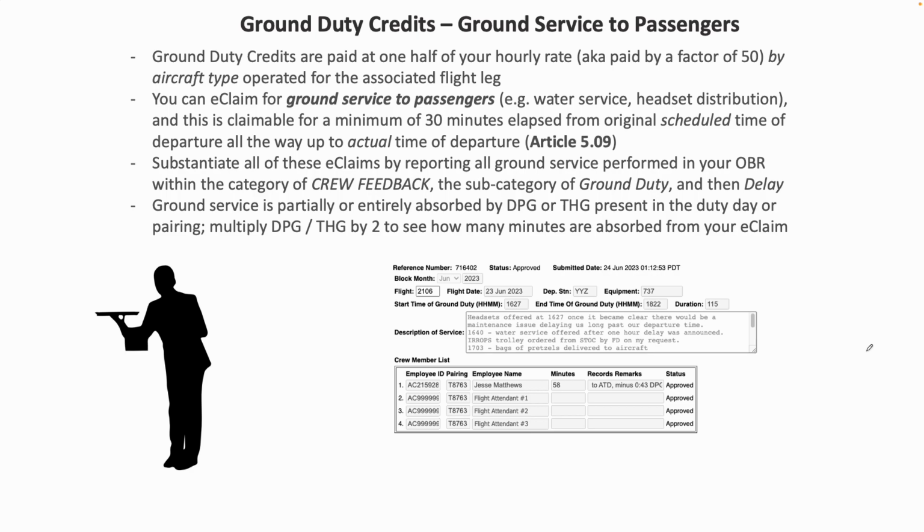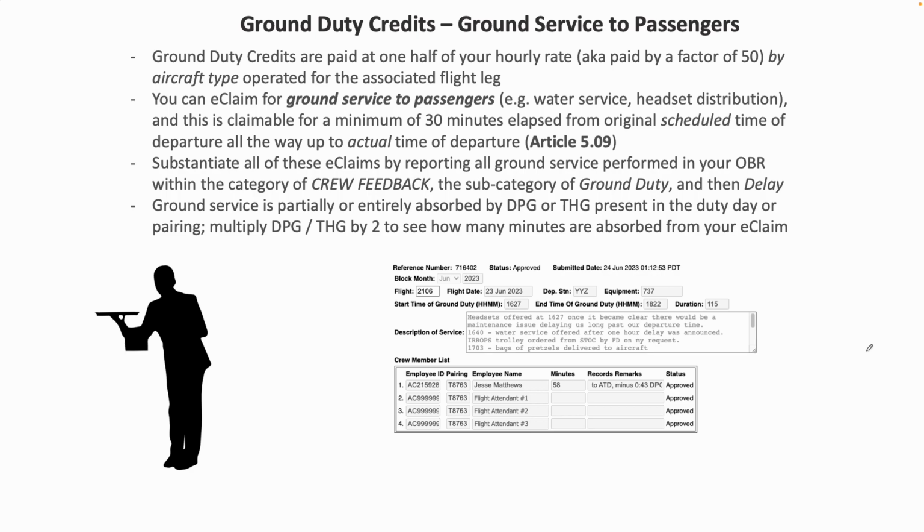There are two major ground duty categorized e-claims. The first is for ground service to passengers. A lot of people call this ground duty for short, but to avoid any ambiguity, we'll refer to this as ground service to passengers, since that is what the collective agreement calls it as well. This is for water service, headset distribution to passengers, etc. And this is claimable for at least 30 minutes from the original scheduled time of departure all the way up to actual time of departure. The reference for this is Article 5.09.